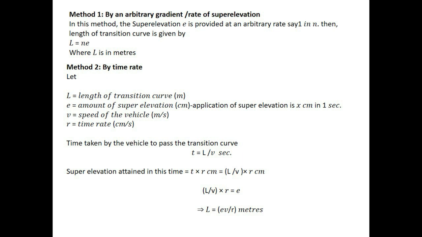Second method is by time rate. So here, time taken by the vehicle to pass the transition curve T is taken as L by V, where capital L is the length of the transition curve and V is the speed of the vehicle. Then the super elevation is given by T into R. So putting the expression of T in this equation, we get L by V into R. So this is equal to super elevation E, and from this we get the equation of length equal to EV by R in meters.